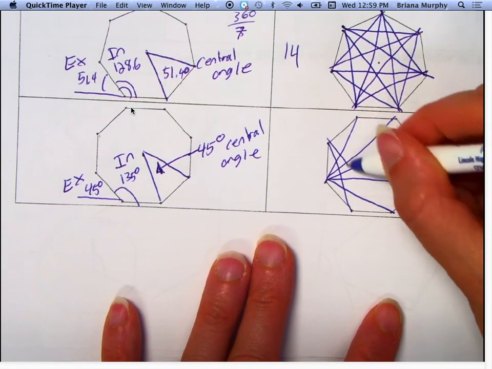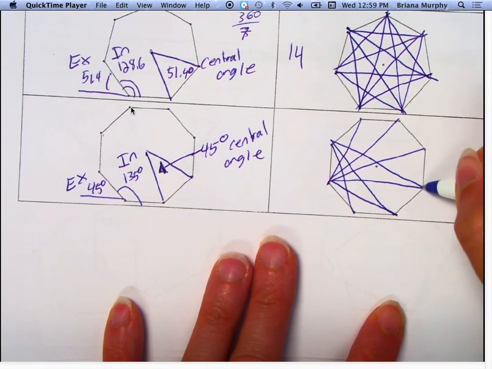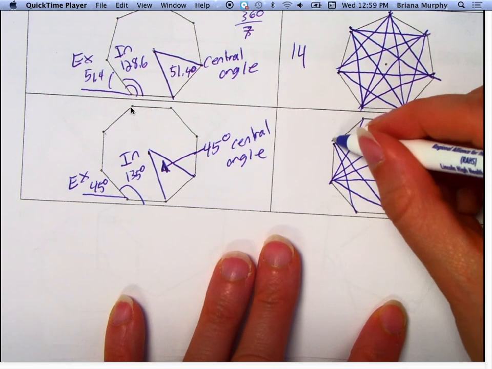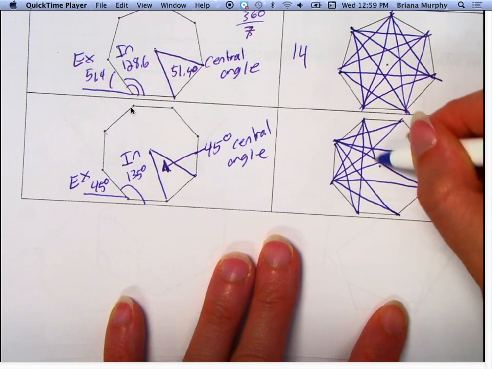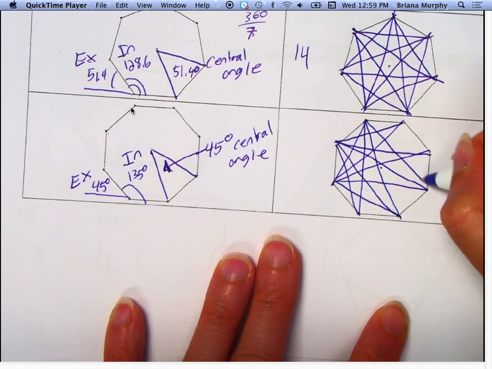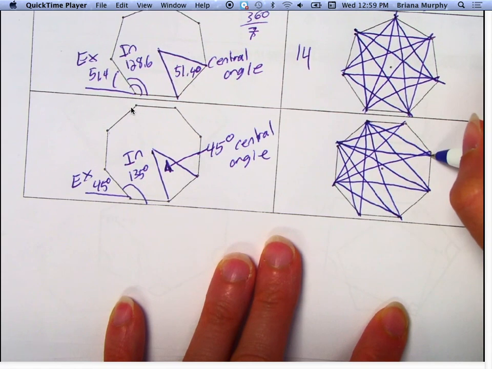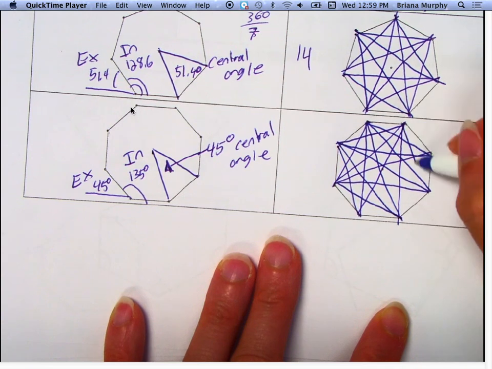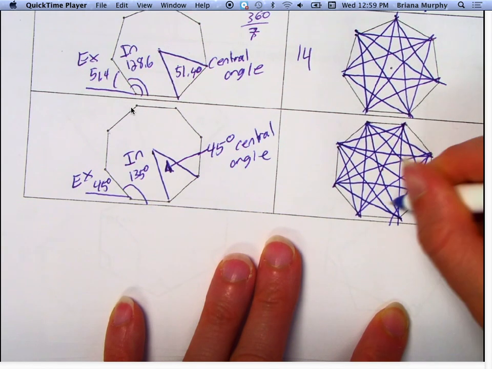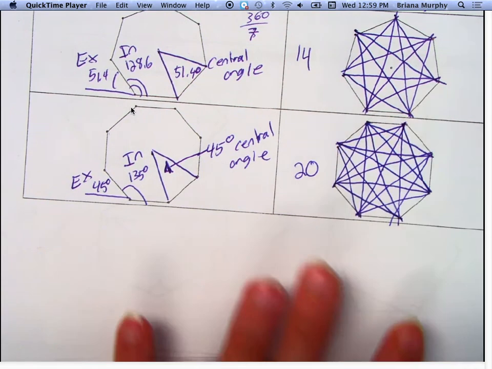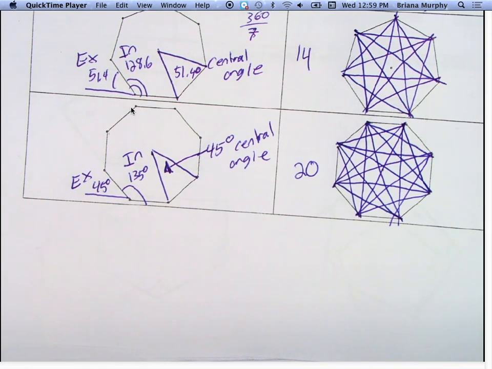6, 7, 8, 9, 10, 11, 12, 13, 14, 15, 16, 17, 18, 19. So you keep going until you can't connect the line.